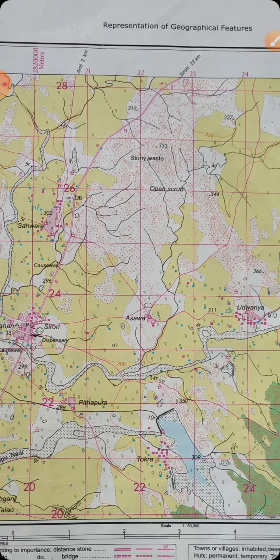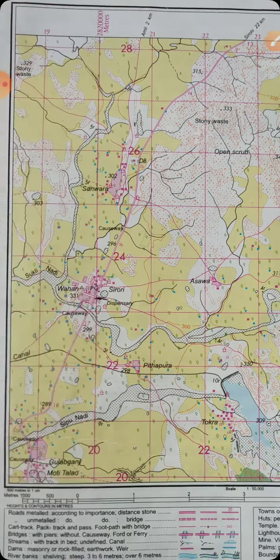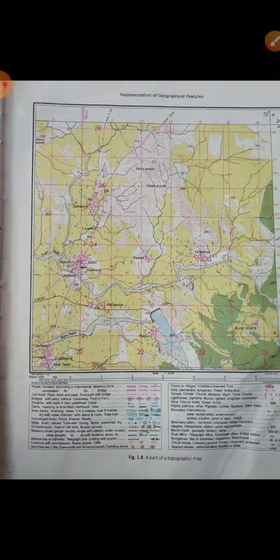Okay, this is the map. It's called a topographic map. Below is the key, where there are different things. You have to observe this map very carefully, and there is an exercise. There is exercise G. They are saying study figure 1.8. I have just shown you this is figure 1.8, and based on this you have to choose.